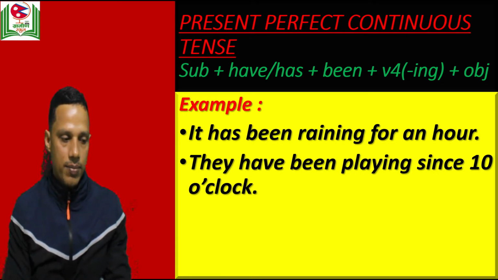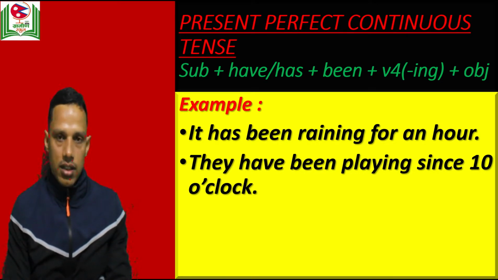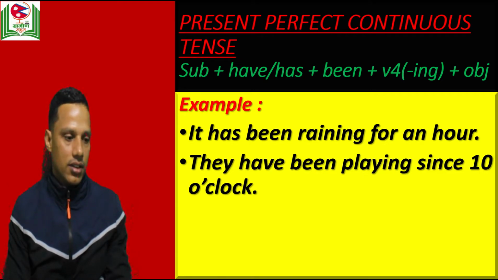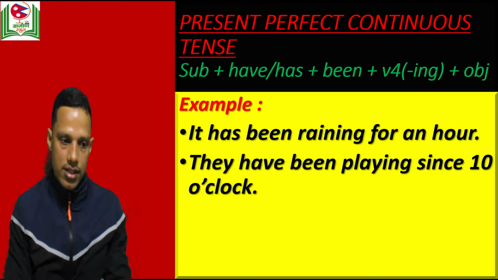Now let's see this example. First example we have, it has been raining for an hour. Second example we have, they have been playing since 10 o'clock. Yes, you can notice the verbs, has been raining, have been playing, they are in present perfect continuous tense.